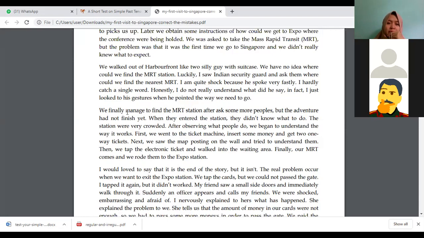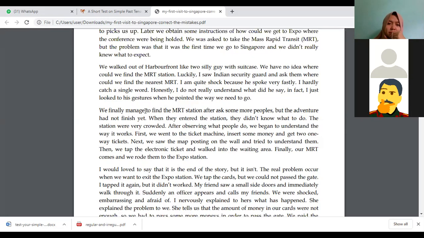Because this is a recount text, you have to use past tense in the affirmative, in a positive sentence. We finally manage, is it still infinitive or past verb? Manage is still the infinitive, or verb 1, the base verb. It should use the past verb, so just add D.